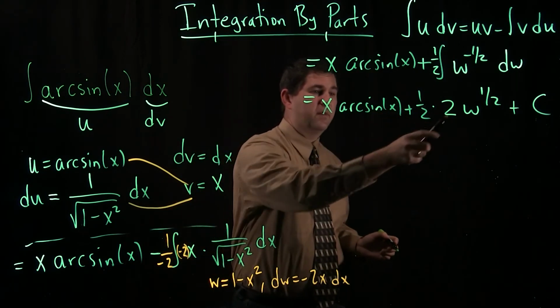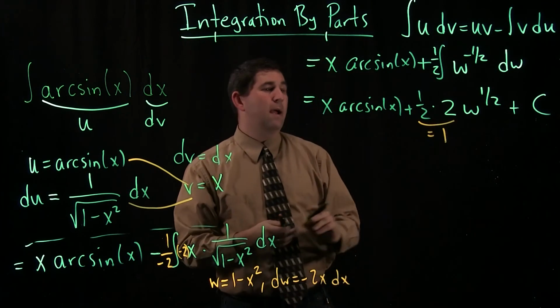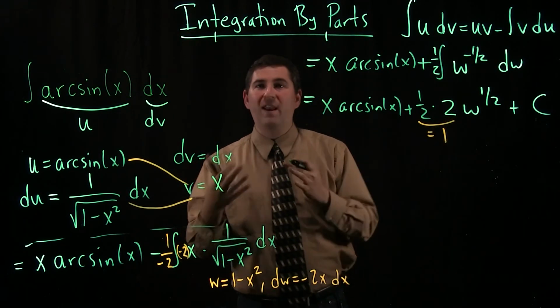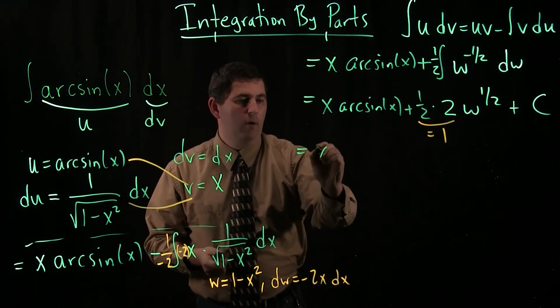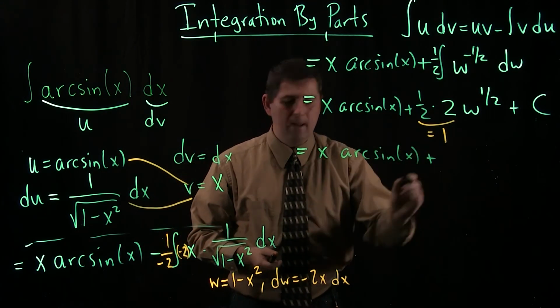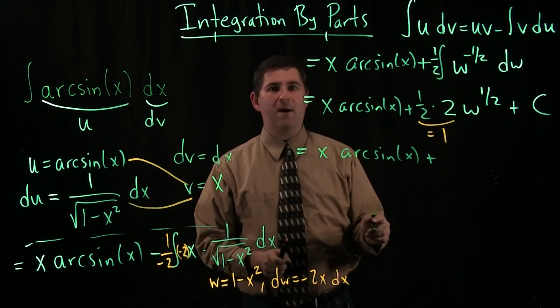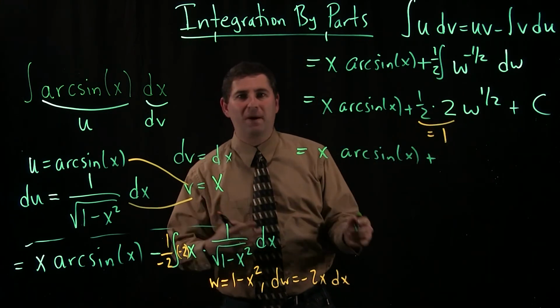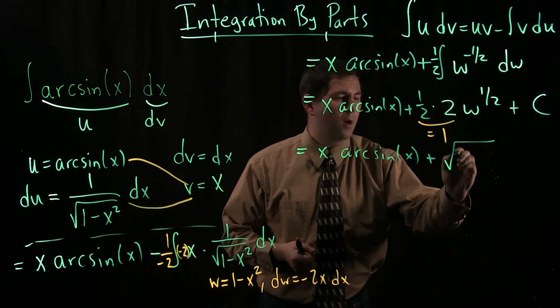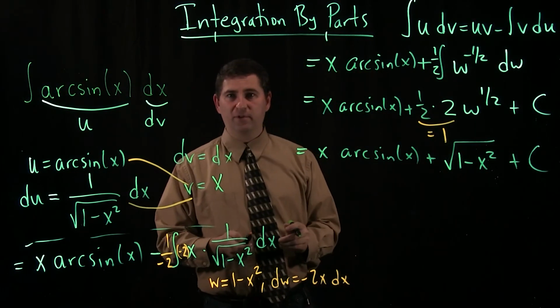A little bit of simplification here. 1/2 times 2 is equal to 1. And now I have w's, but of course I want x's in the end. So I'm going to back substitute and end up with, let's see, w was 1 minus x squared. There's a 1/2 power. Okay, fine at the end, I guess I'll put my square root sign back in. Square root of 1 minus x squared plus our constant of integration.